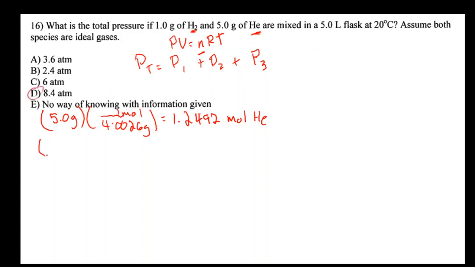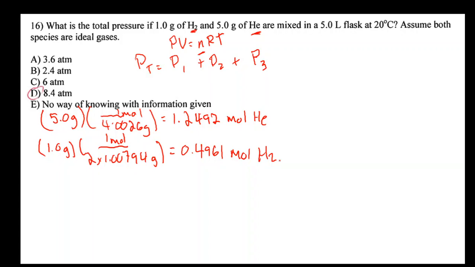Okay, and then we'll do the next thing for hydrogen. So we have 1 gram of that guy. And then H2 would be 2 times 1.00794 grams. So then what would that be, Grace? That's 0.4961 moles. Moles of H2.